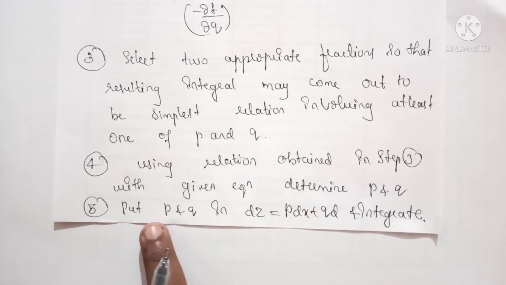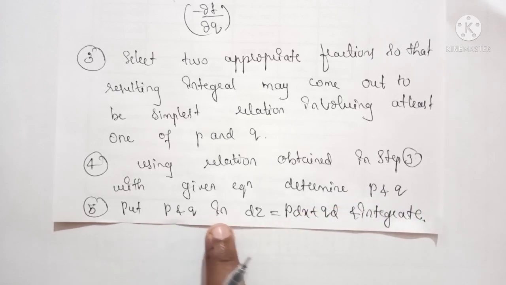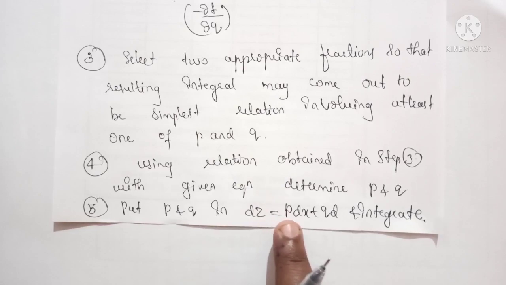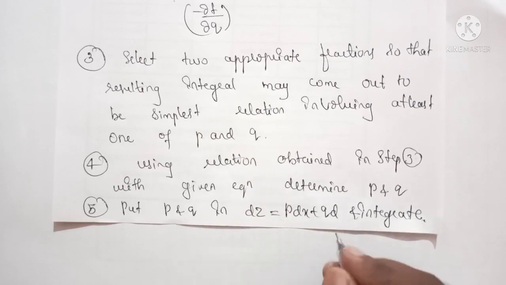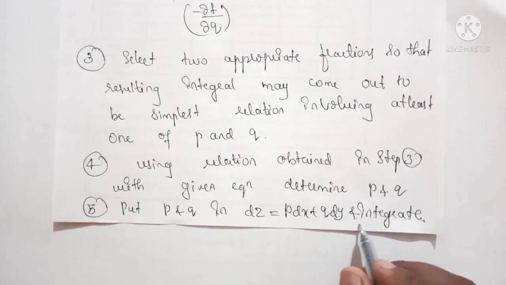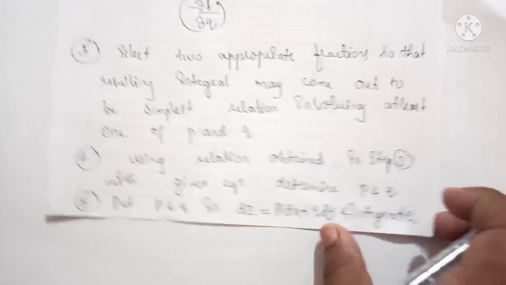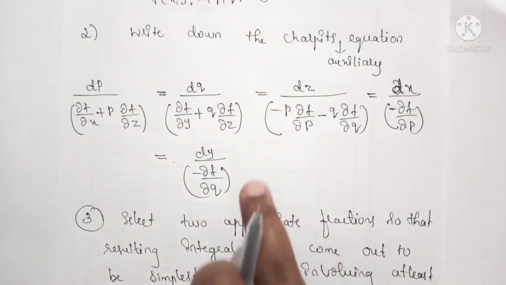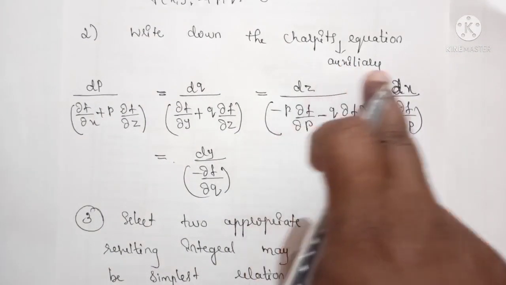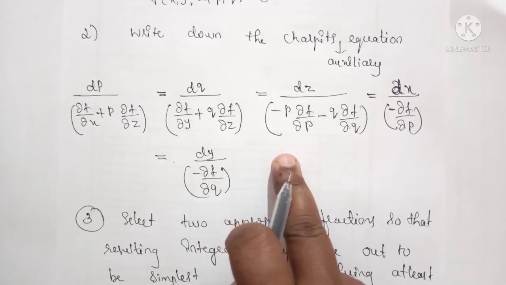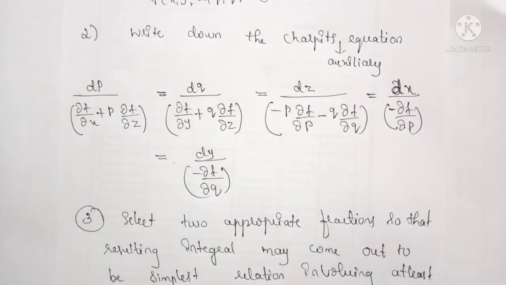Then after getting the p and q values, we substitute in the equation dz equals p dx plus q dy, and integrating we get the complete solution. Okay, so the steps are very simple. The main thing is we have to write the Charpit's auxiliary equation correctly, then we get the required solution.